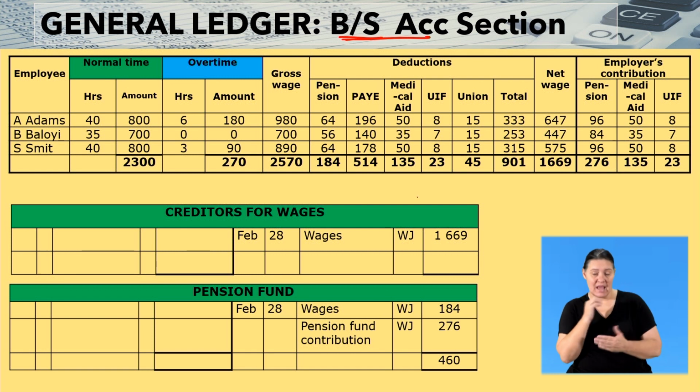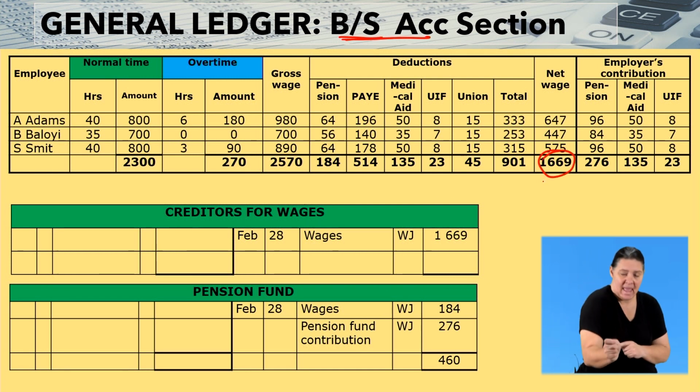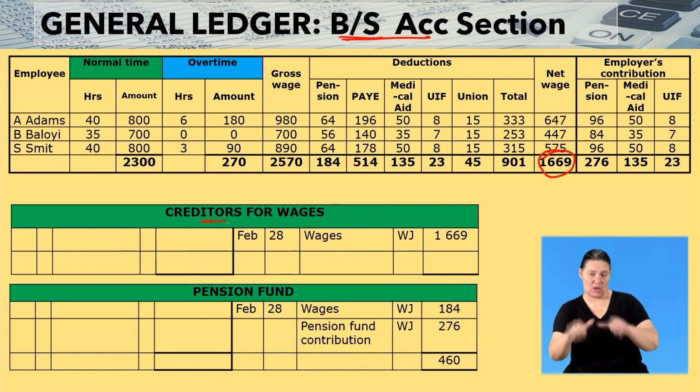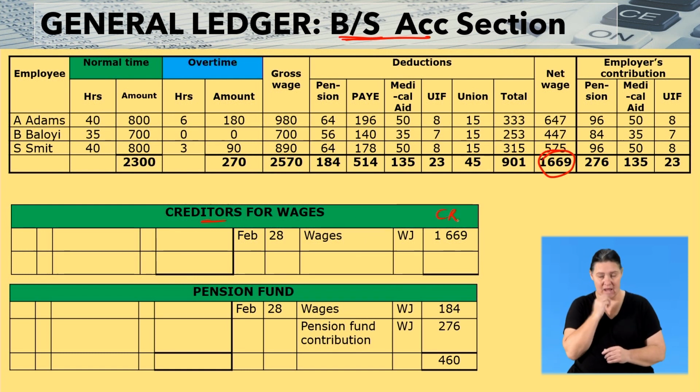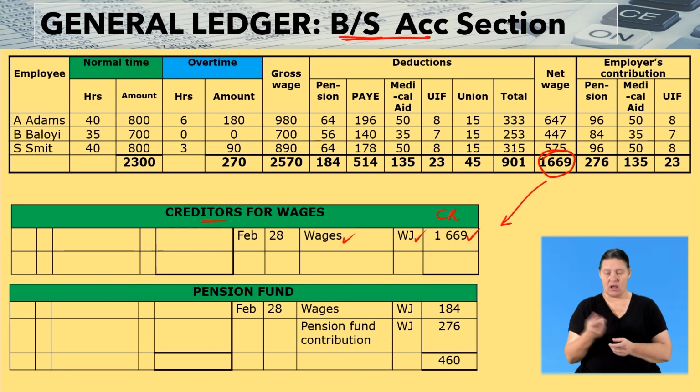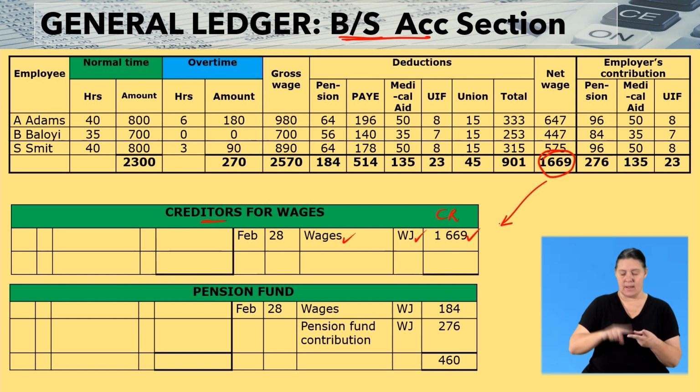When we talk about the creditors for wages, we're talking about the amount that is due to be paid to the employees. So from the name creditors for wages, already you can tell this is a liability account. I would therefore credit it with wages from the wages journal, 1,669. That is the total of my net wages for the three employees, Adams, Baloyi, and Smith.